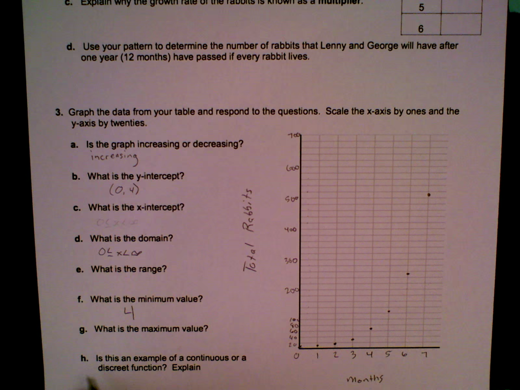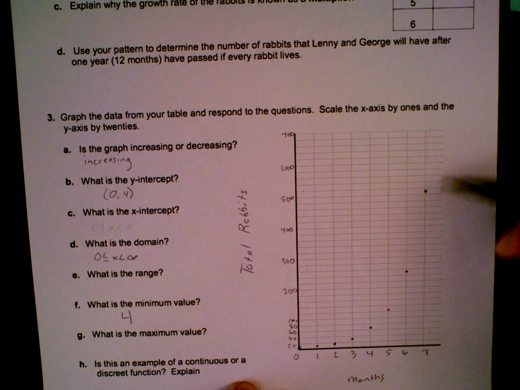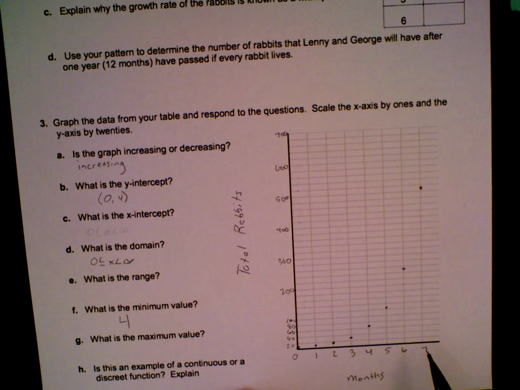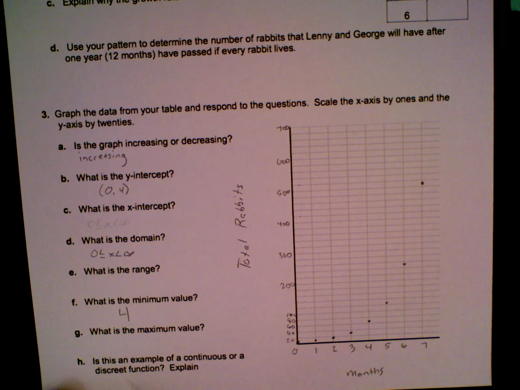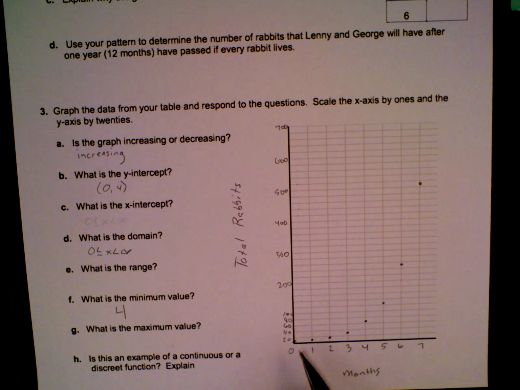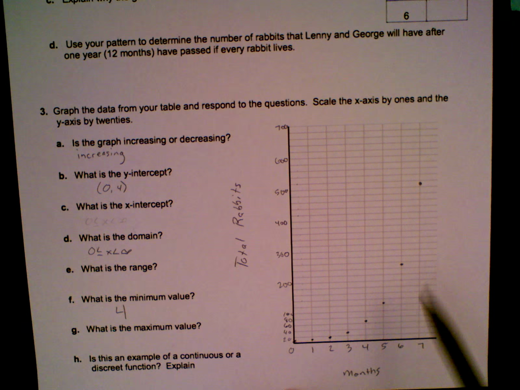And the last question is question H. So is this an example of a continuous or discrete function? Go ahead and put whatever you think for this one. Remember, continuous means that every single decimal here means we would connect the line. And every single decimal makes sense. For discrete, it would just be the dots make sense, not the spaces in between.